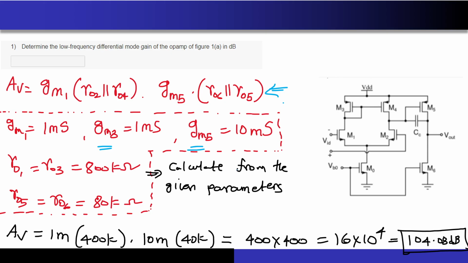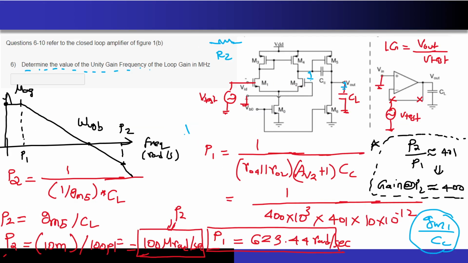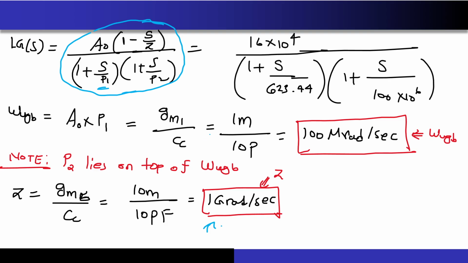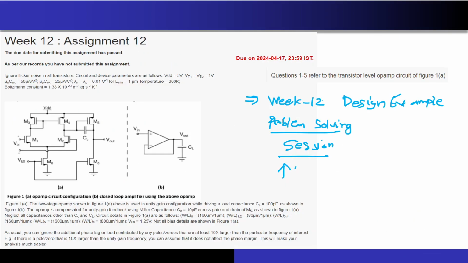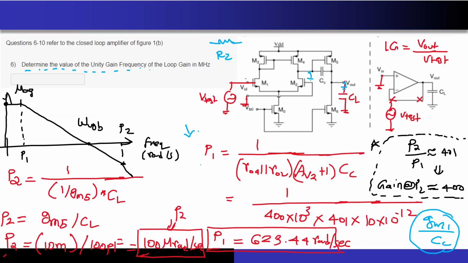So please go through this particular slide. I have already solved this question over here. Also, the solution for this problem has been uploaded by the TA. So please go through both these documents and please complete this. And if you still have doubts, then I will refer you to the week 12 problem solving session. Please go through it and understand how this circuit has been designed. It will make a lot of things much clearer.